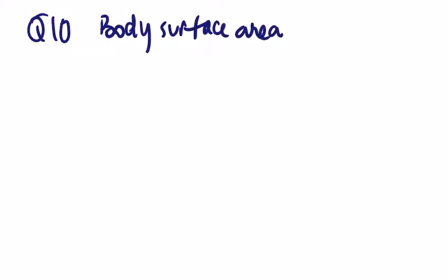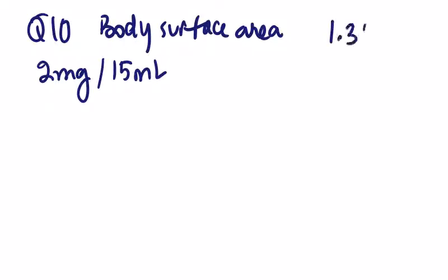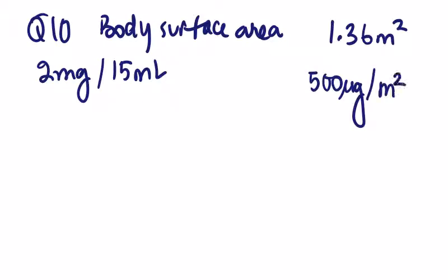Question 10. Body surface area, which is always measured in meters squared. So we have the concentration of the drug here, 2 milligrams per 15 mils. We have the body surface area of the patient, which is 1.36 meters squared. And it's recommended that the patients receive 500 micrograms per each square meter of body surface area.